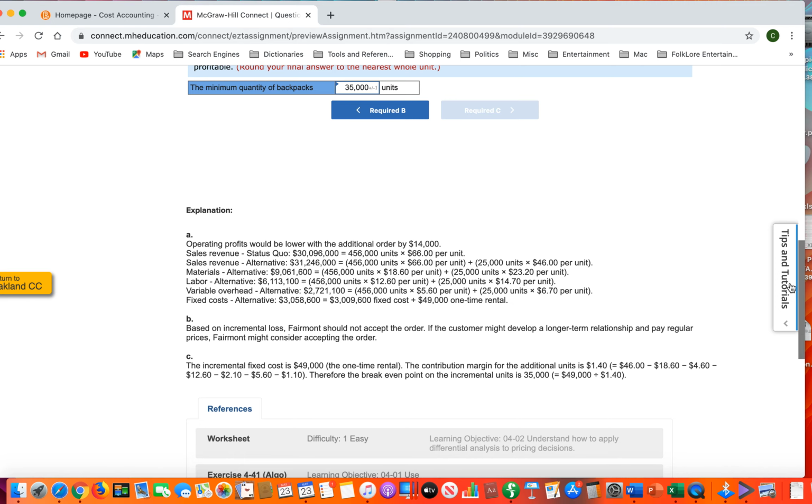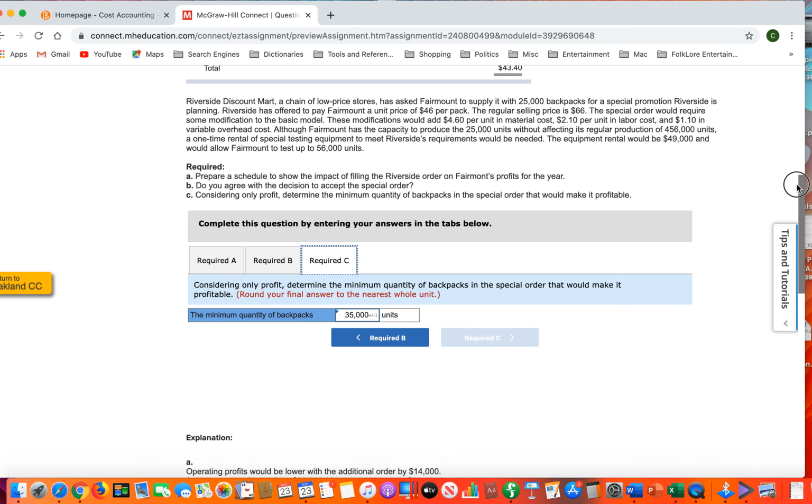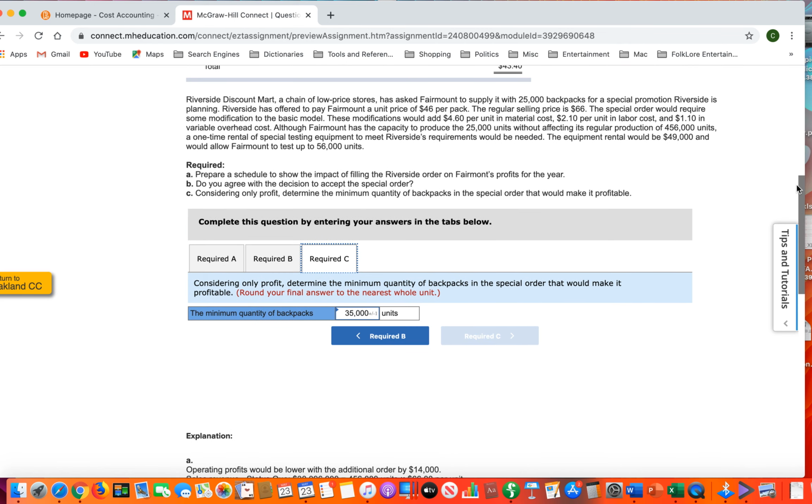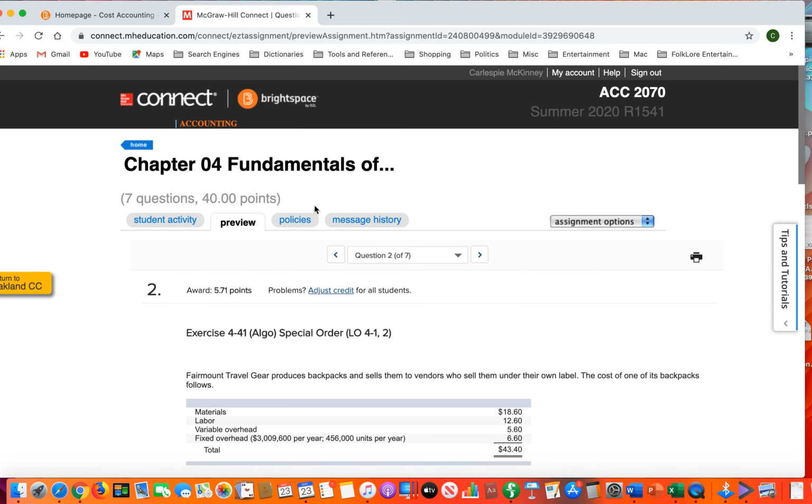So technically, if you want to be really technical, the question says determine a minimum quantity of backpacks if you want to consider profit only. Well, 35,000 units will give you exactly 0 profit. No loss, but no profit. So really, technically, it's 35,000 plus 1. But, you know, that's just being super technical. Okay. Let's go to our next one.